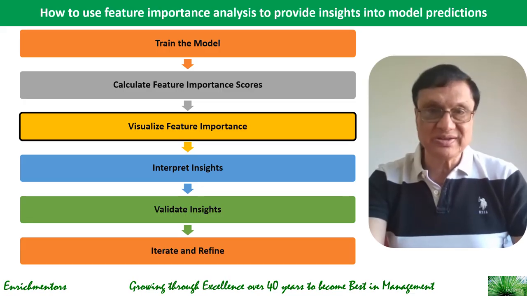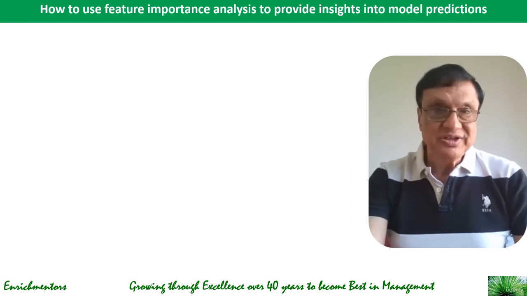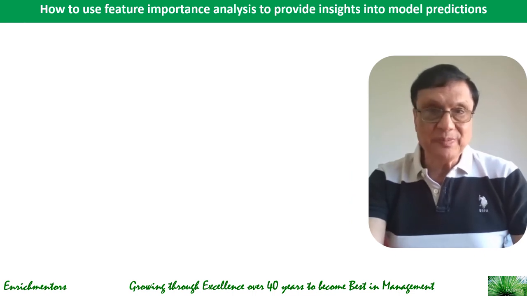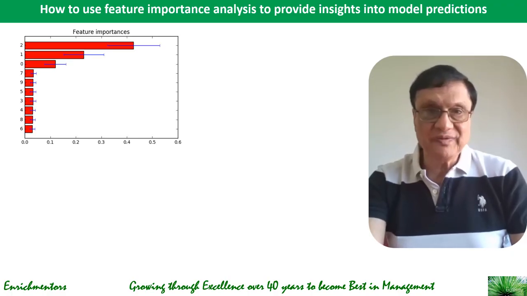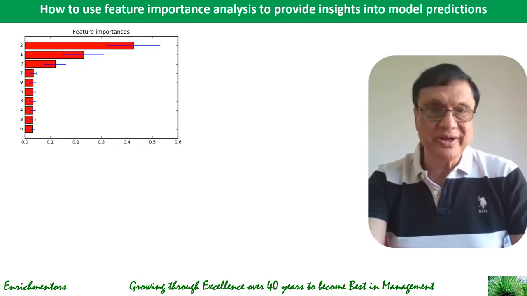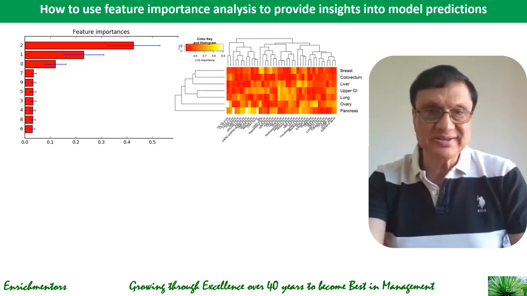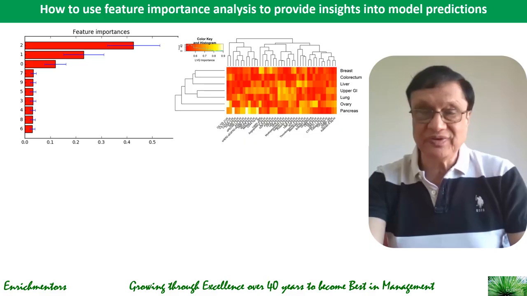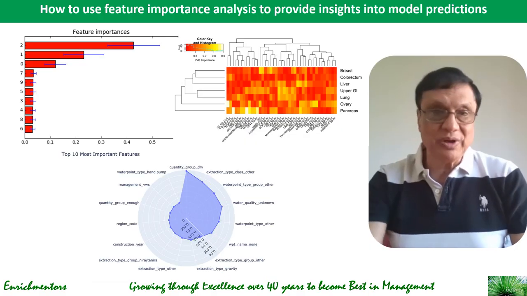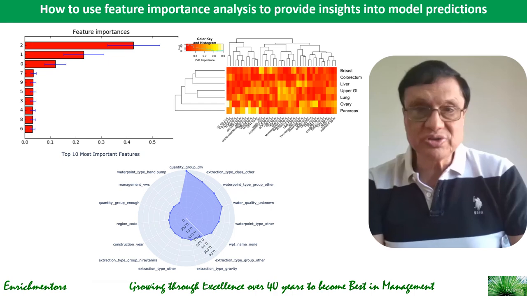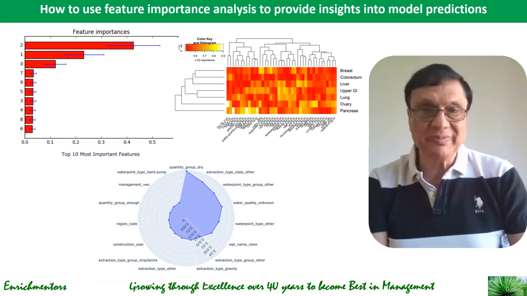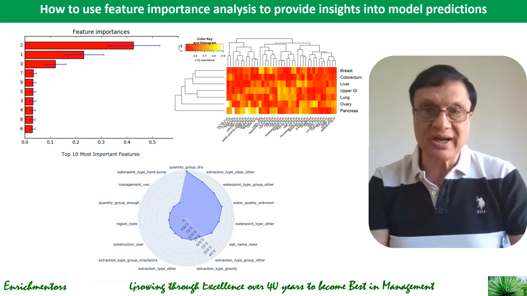So, how do you think you can visualize the feature importance? Once you have obtained the feature importance scores, you need to visualize them to gain insights. Common techniques include bar charts, where you plot feature importance scores as bars to easily compare the importance of different features. Also, heat maps, where you visualize the importance of features in a heat map that can help identify patterns and correlation among features. And also, you can use scatter plots that can be used to visualize relationship between feature importance and other metrics such as feature values or target variable values.